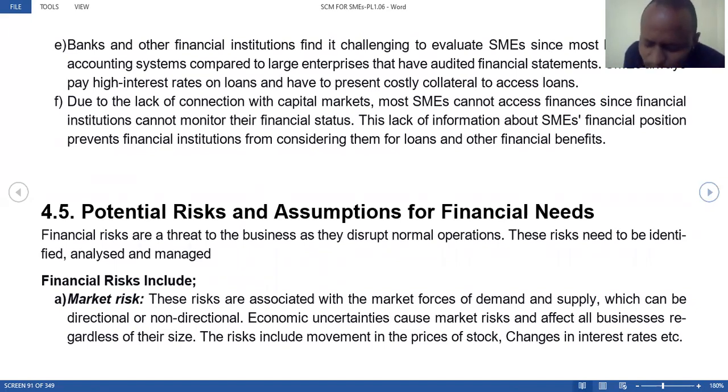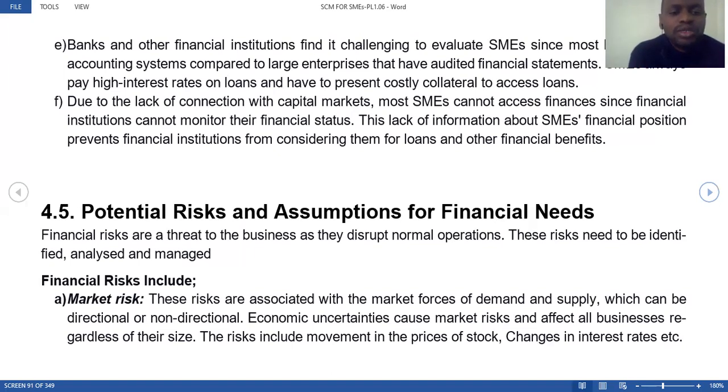Remember, we have a lot of small, medium enterprises, and they have different needs. So it might become very difficult for financial institutions to assess their needs because different organizations have different ways of operating their business. They have different forms of collateral that can be used in the event they want money.